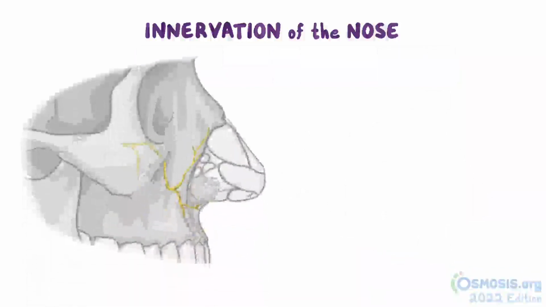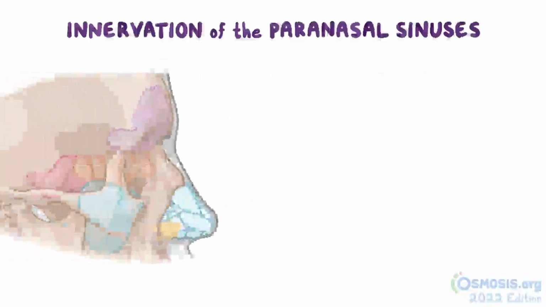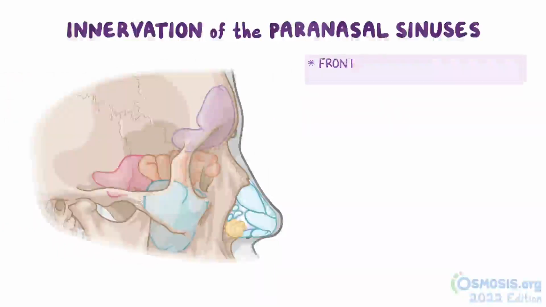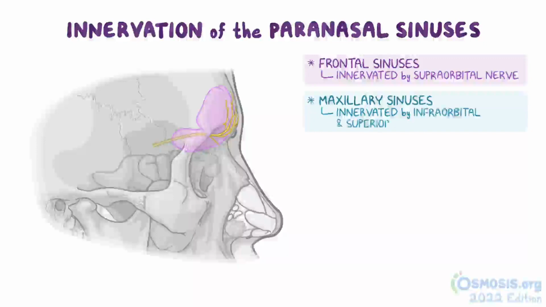Finally, the maxillary nerve gives rise to the infraorbital nerve that innervates the lateral part of the external nose and the alae. Now, the paranasal sinuses also receive innervation. The frontal sinuses are innervated by the ophthalmic nerve through branches of the supraorbital nerve. The maxillary sinuses receive innervation from the maxillary nerve through its infraorbital and superior alveolar branches.